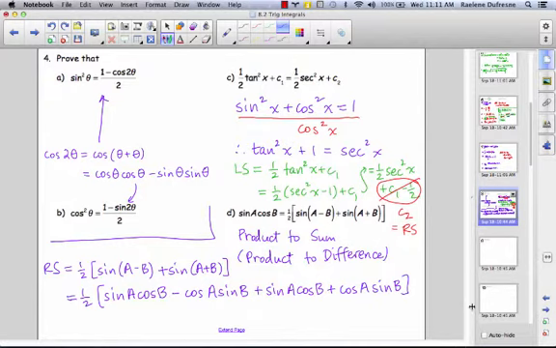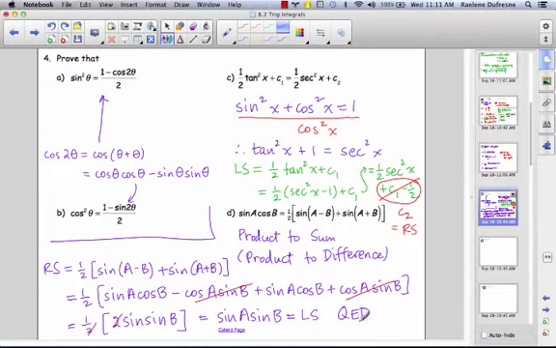And it doesn't take very much work to see what happens here. We get negative cosine A sine B plus cosine A sine B, and inside the brackets we have 2 sine A sine B, and the 2 and the 1/2 reduce, leaving us with sine A sine B, which is the left-hand side of this identity, and we're done.